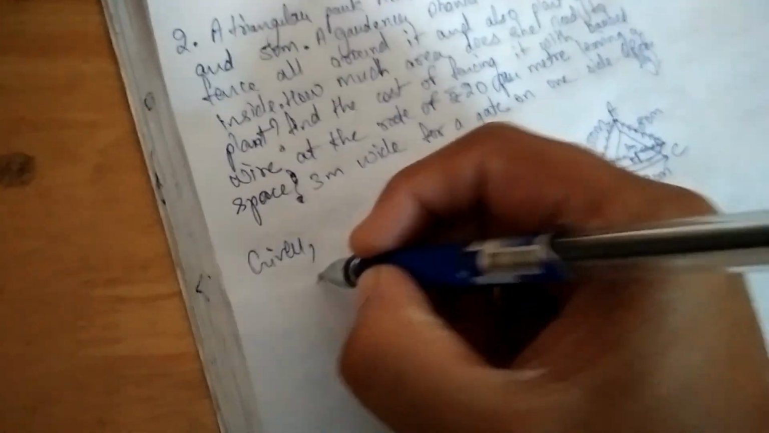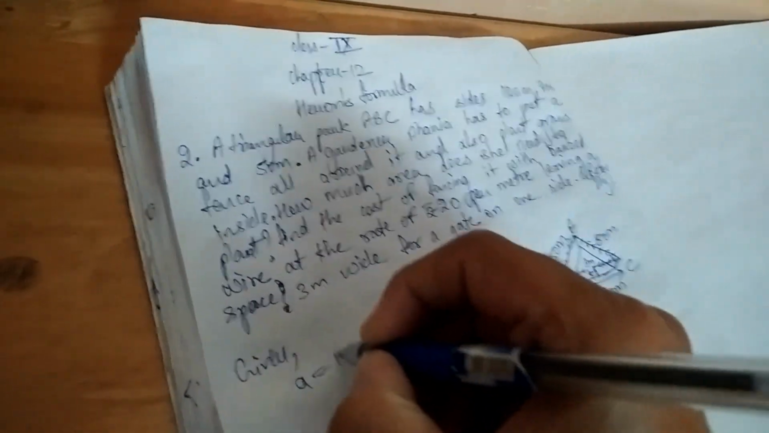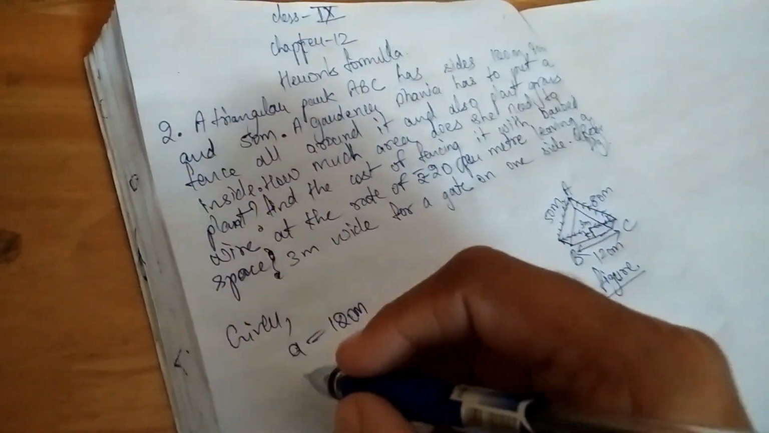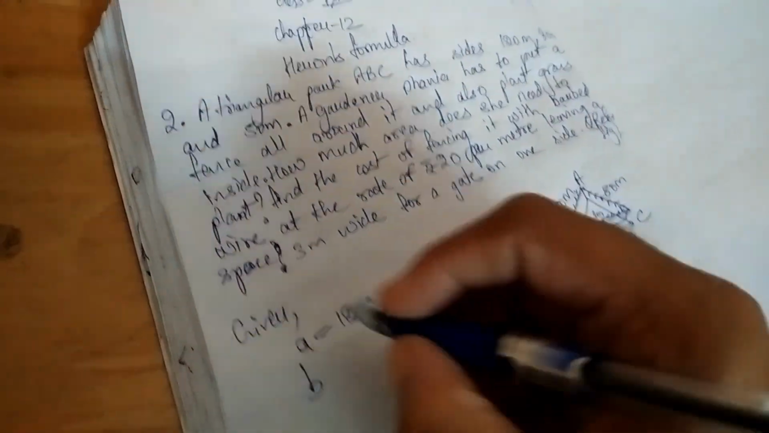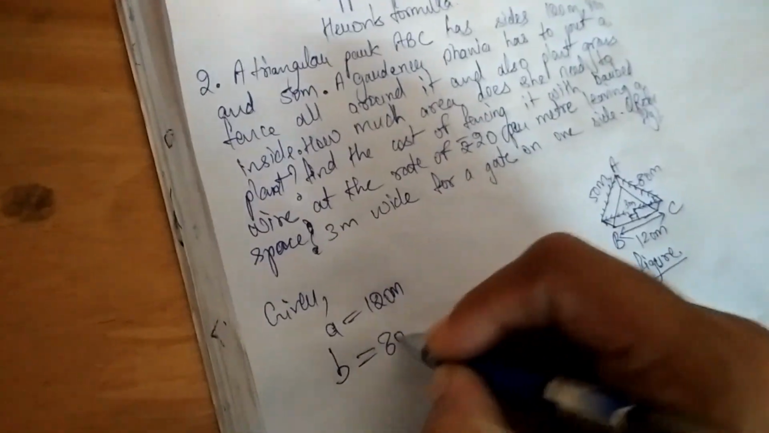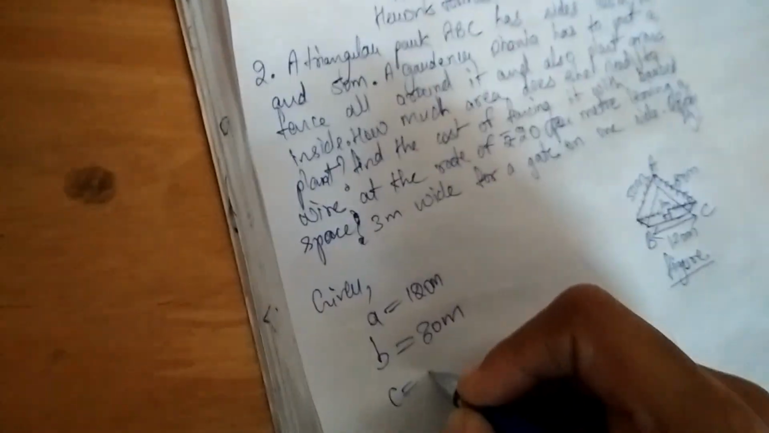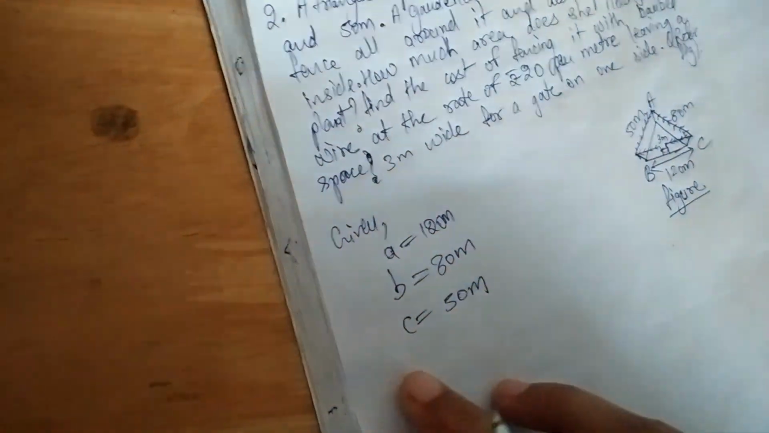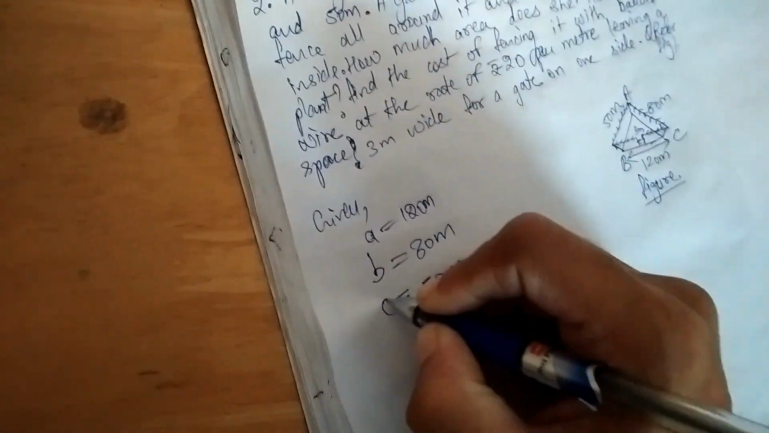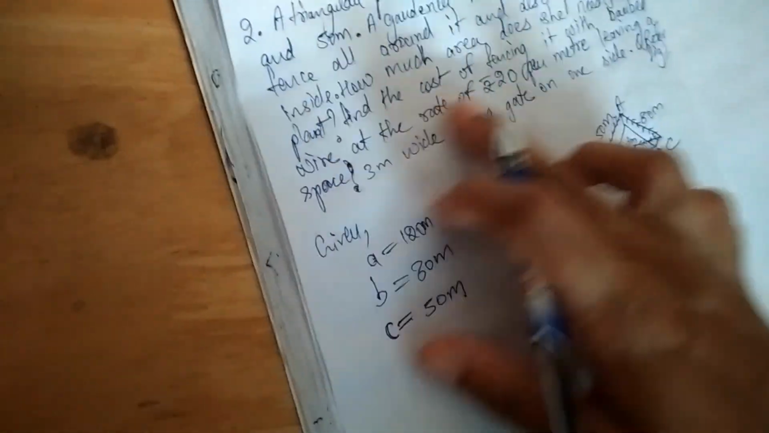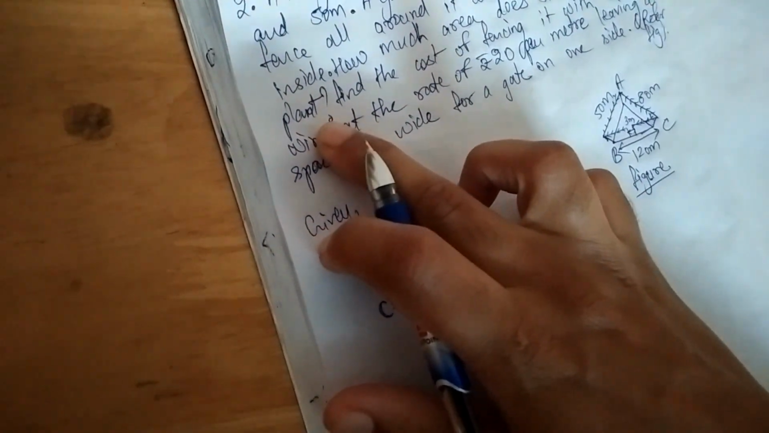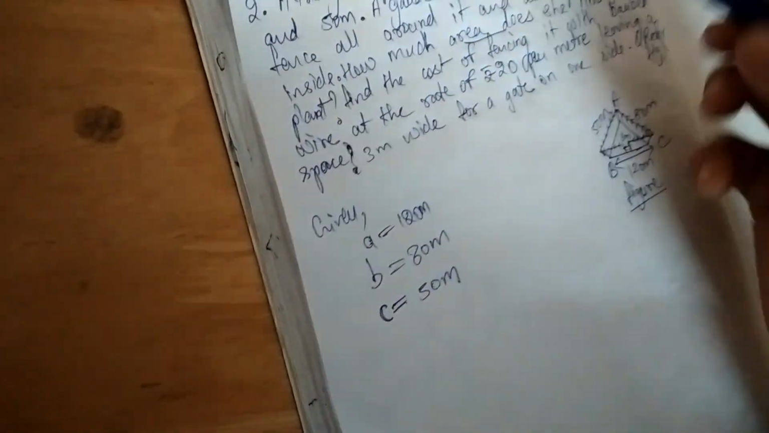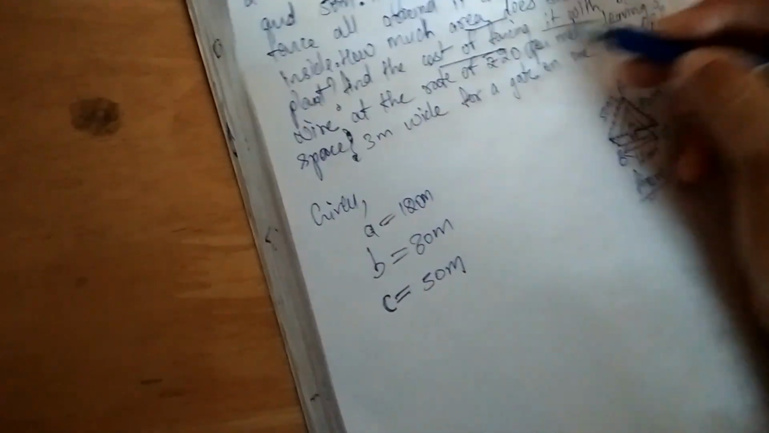So we have the value of A, suppose it is 120 meter. Then we have 80 and 50. Suppose let it be B, and this is 80 meter. Then we have C, that is 50 meter. So what we are going to find out is the area of the plant as well as the cost of fencing.